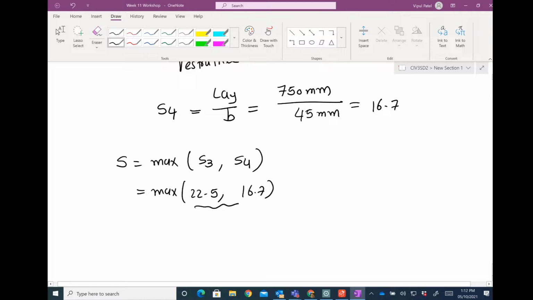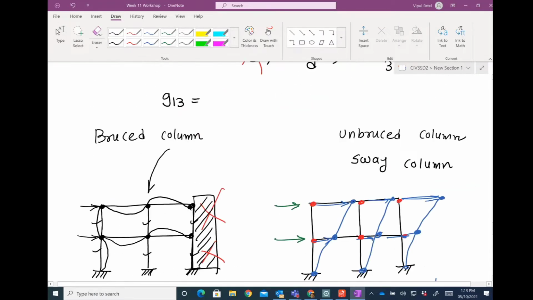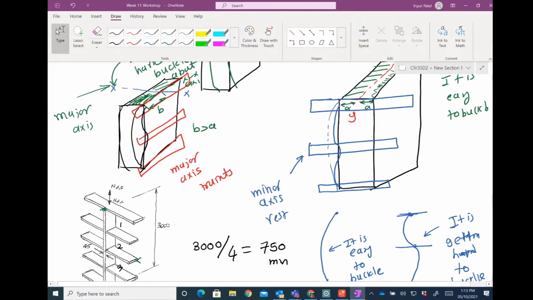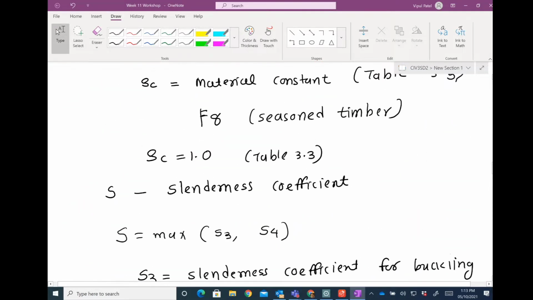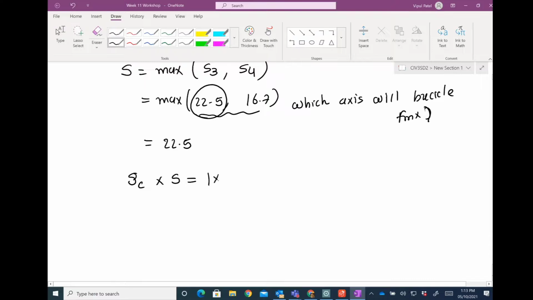So basically this is telling me which axis will buckle first. As you can see, these minor axes, major axes are the wing. It will have a, because it does not have restraint. So S equal to 22.5, and we need to multiply rho c times S, and the rho c we already got from the tables. Where was that? We took notes about that rho c, right? Yeah, here 1. So rho c times 22.5 is equal to 22.5.